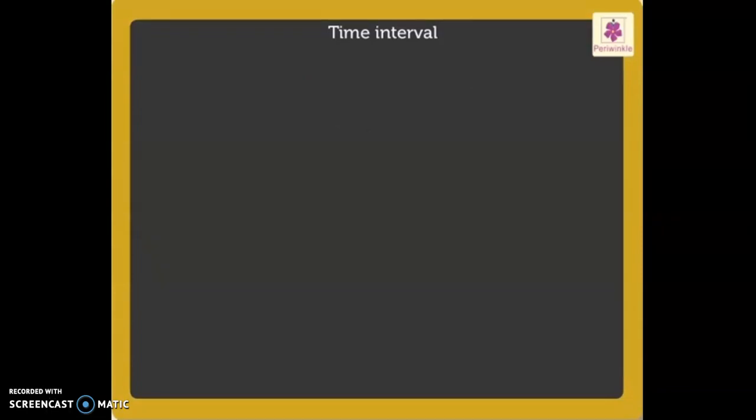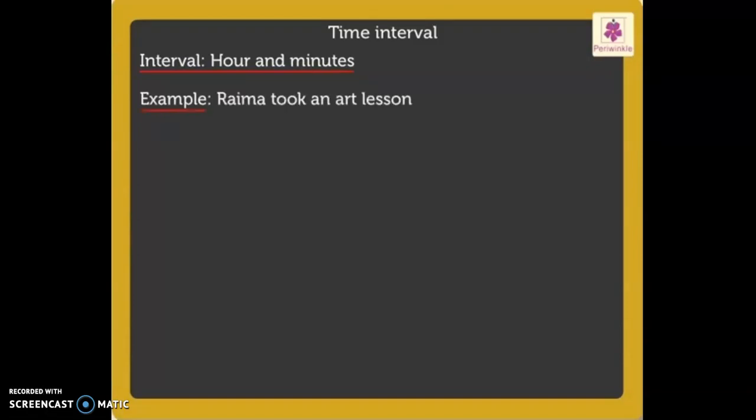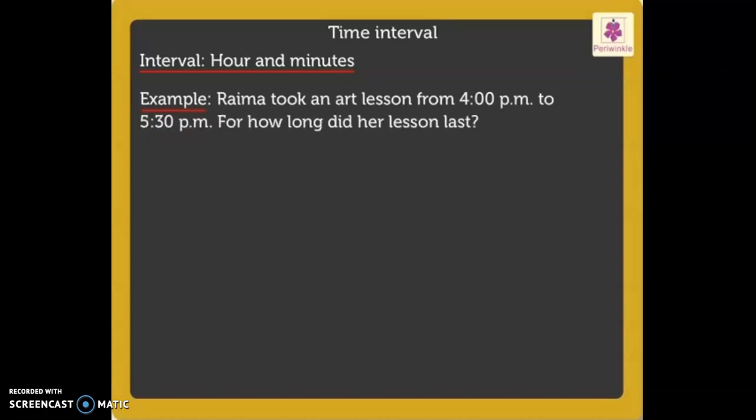Now, let us learn about interval of hours and minutes. To understand it in a better way, let us solve an example. Rema took an art lesson from 4 p.m. to 5:30 p.m. For how long did her lesson last? We shall follow two easy steps to get the answer.